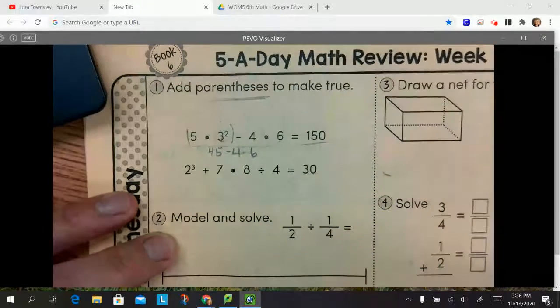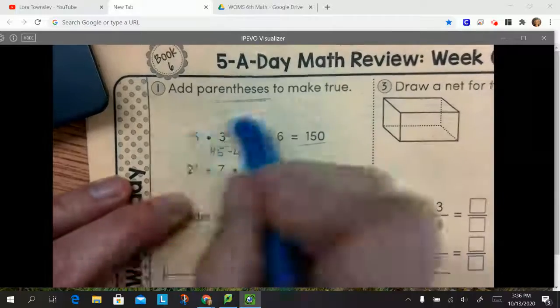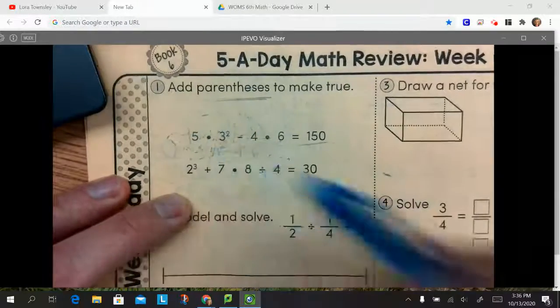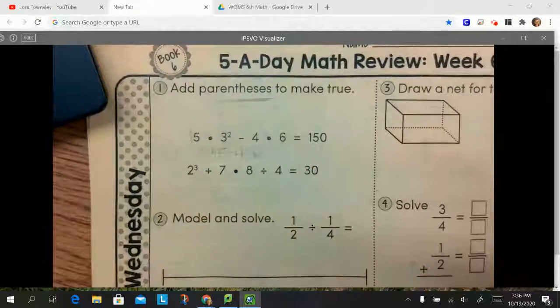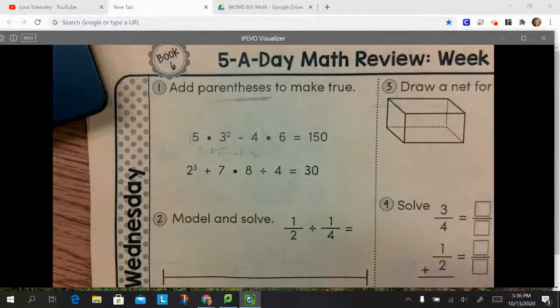So it really is just a ton of trial and error. And the first time that I did this problem, I didn't get it right. The second time, I didn't get it right. The third time, I didn't get it right. The fourth time, I finally figured it out.